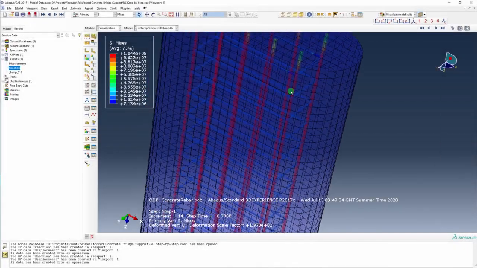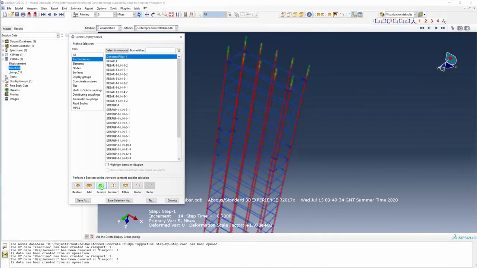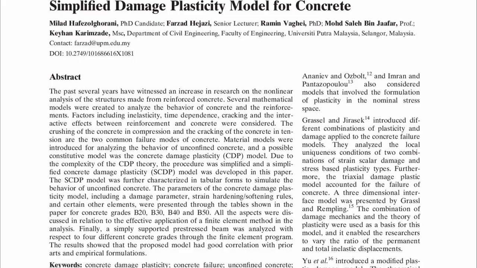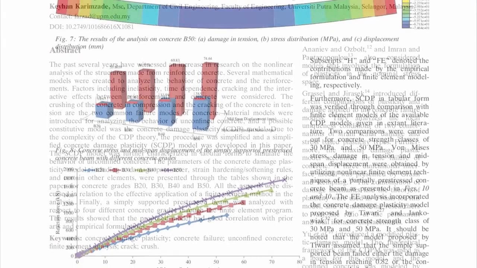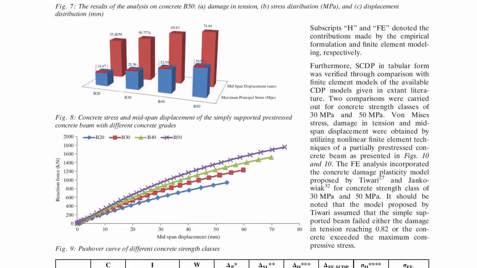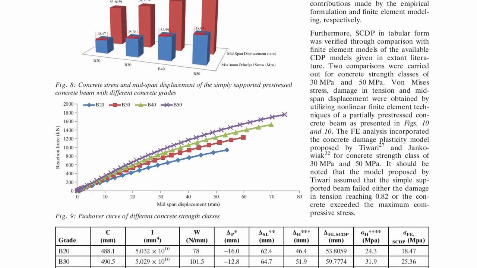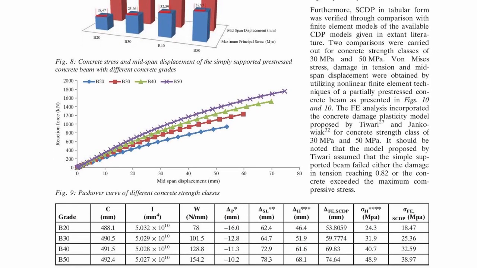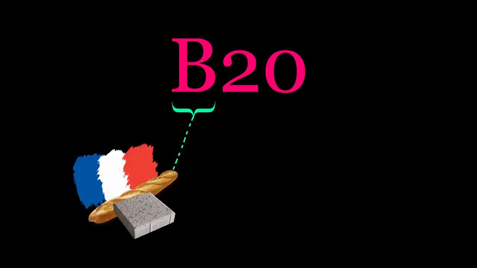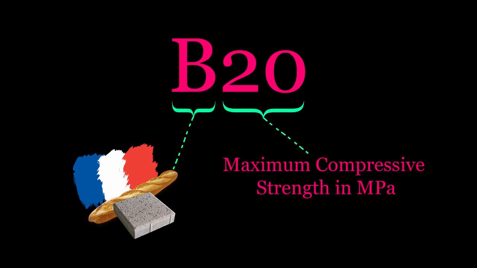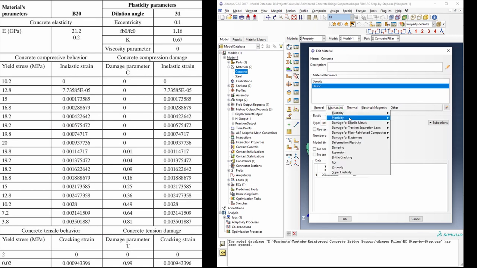For my reinforced concrete video, I used concrete material properties as seen in this paper by Hafezalgorani et al. They model a few different grades of concrete, but I'm going to focus on the B20 standard. I didn't have any real knowledge of concrete standards before making this video, but apparently the B stands for béton, which is French for concrete, and the 20 is the maximum compressive strength in megapascals. To set up the concrete damaged plasticity, you need to start with these parameters.